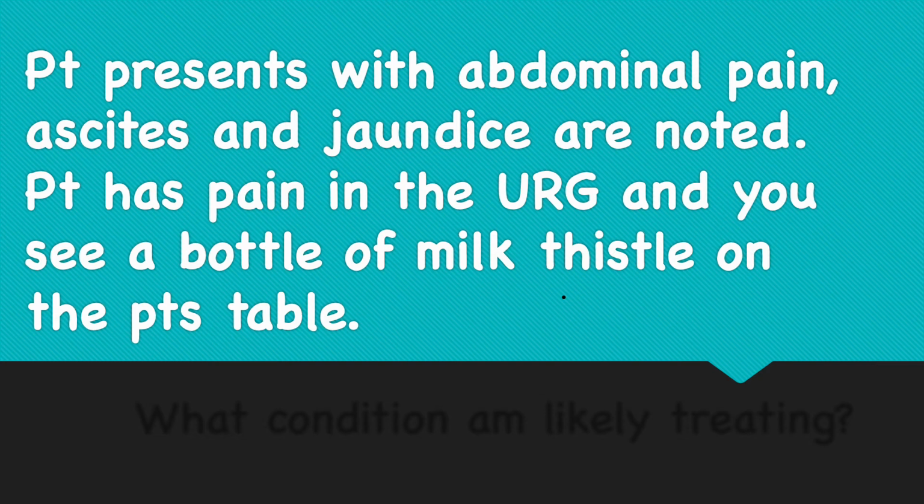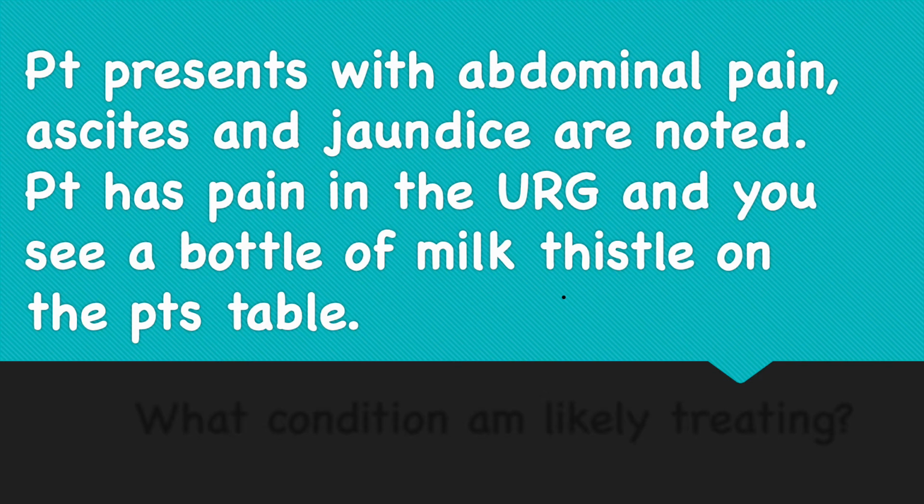You have a patient that presents with abdominal pain, ascites and jaundice are noted. Patient has pain in the upper right quadrant, and you see a bottle of milk thistle on the patient's table. What condition are you likely treating? Side note, milk thistle is an herb that is supposed to help a damaged liver repair itself.